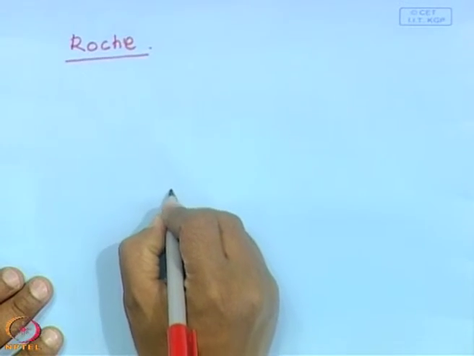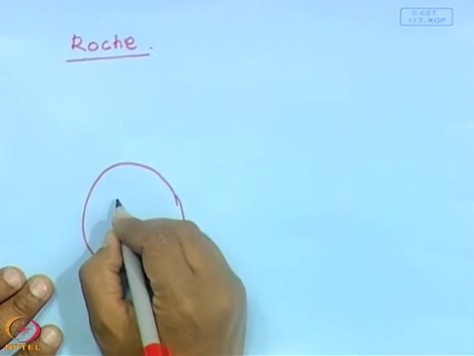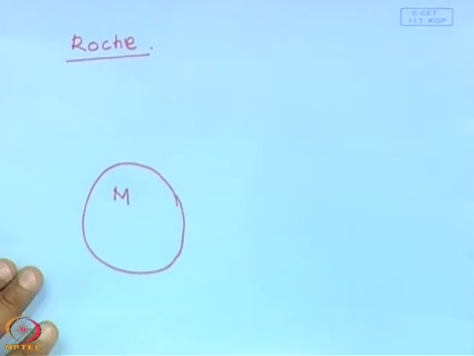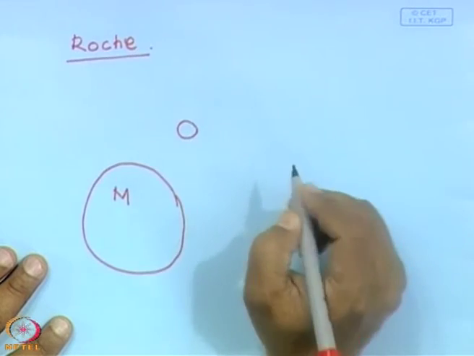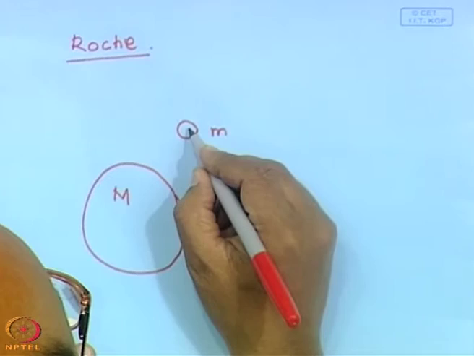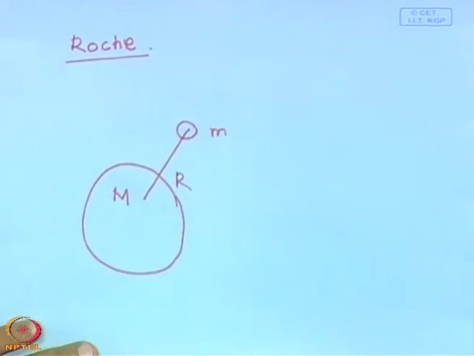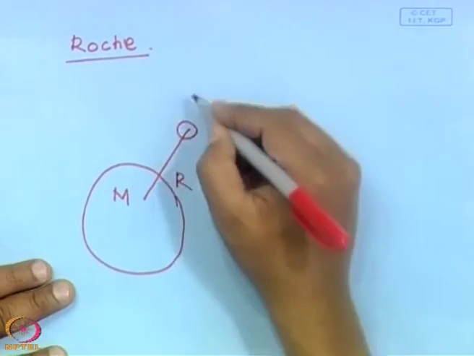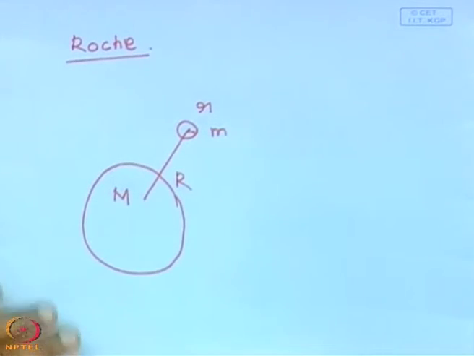But I shall first discuss it in general terms, and then we shall look at the particular application that Roche had in mind. So, consider a big massive object over here of mass M, and there is another smaller massive object of mass, let us say small m, and the distance between these two is R, and the radius of this small massive object is r. Okay, that is the radius of this small massive object.